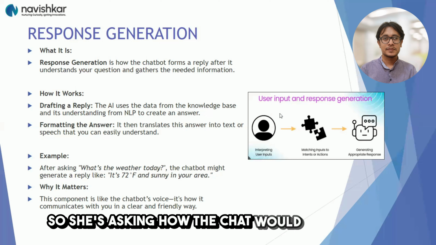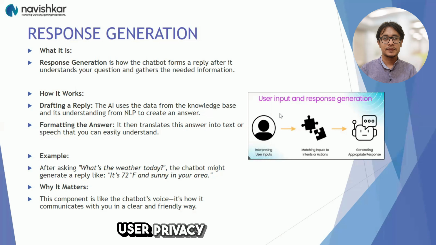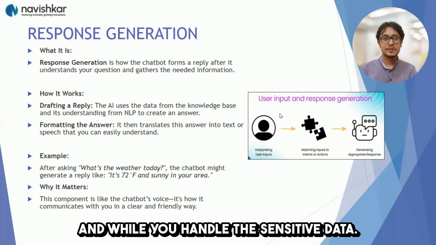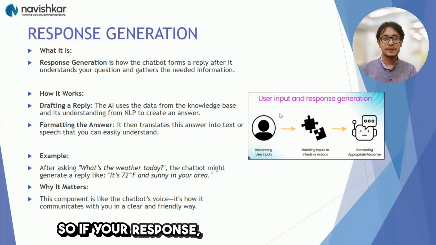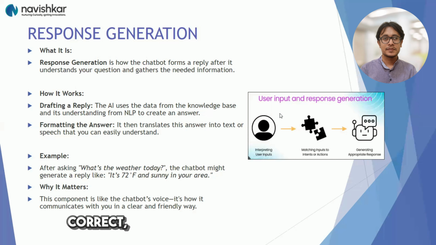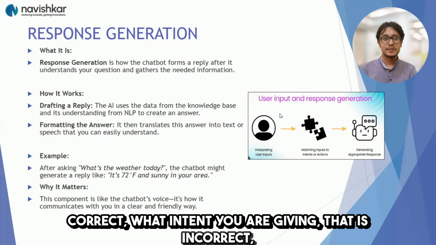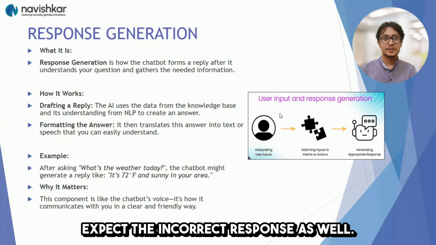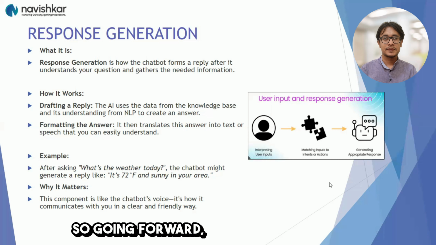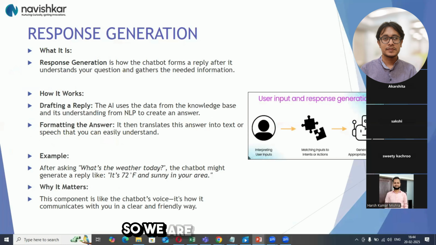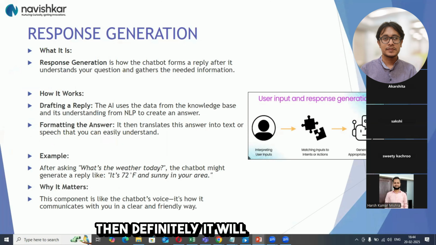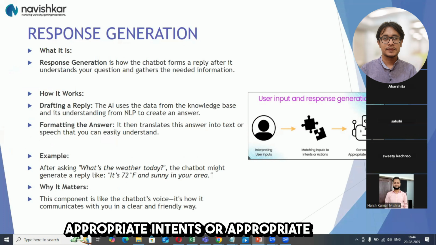So she's asking how the chatbot ensures user privacy. User privacy all depends on the data that you're carrying out and how you handle the sensitive data. Okay. So if your response is not correct, the intent you are giving is incorrect, then it is not able to handle that data, and you can expect an incorrect response as well. So going forward, we have the next part. We are discussing response generation, where it will generate the appropriate answer.